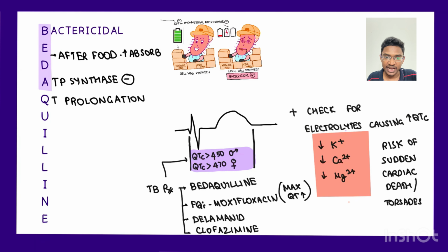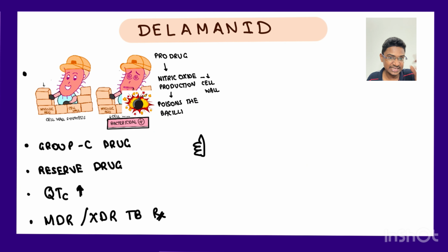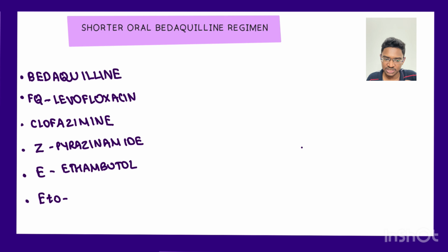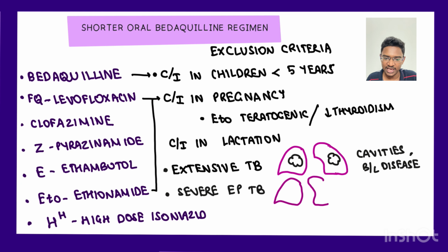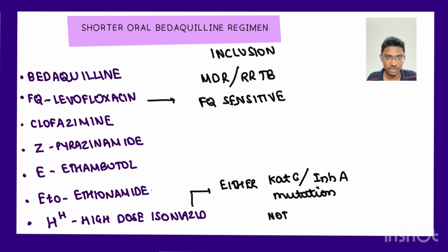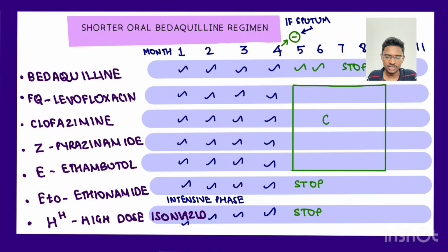Delamanid produces nitric oxide, poisons the bacilli, and is bactericidal. This also has the least drug interactions. For the short oral bedaquiline regimen, just remember the drugs in the regimen and the exclusion criteria; most important, the 5 exclusion criteria you should remember. Next, those will be the inclusion criteria for the longer oral regimen. This you should know. Next, the chart on how to follow the shorter oral and shorter injectable.